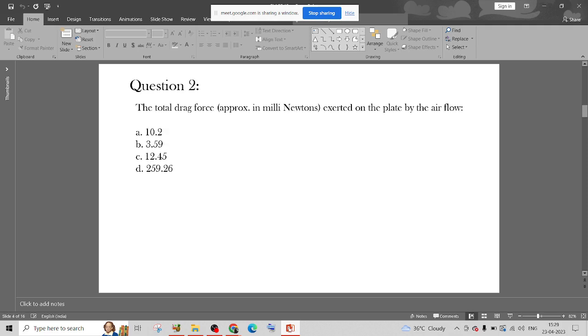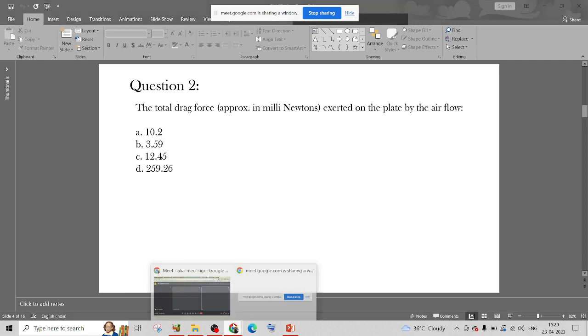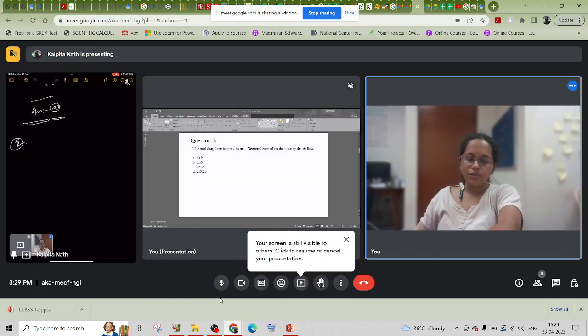Question number 2: the total drag force, approximately in millinewtons, exerted on the plate. So we have to find out the drag force. We'll take 2 minutes for this question and then we'll proceed with the solutions.